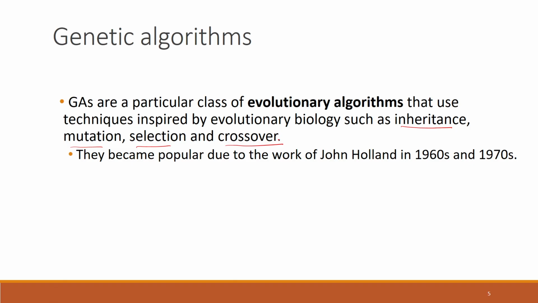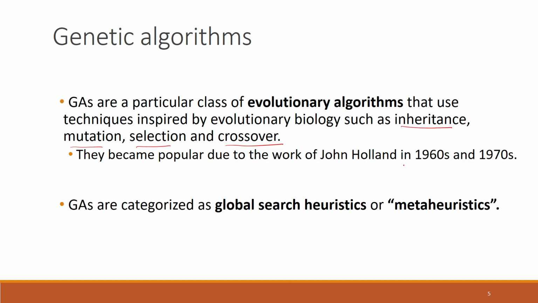These genetic algorithms became popular due to the work of John Holland in the 1960s and 70s. They are categorized as global search heuristics or metaheuristics. We have previously seen the term heuristics, and we referred to those algorithms for which we do not have any analytical guarantee on how close they provide values compared to the optimal value.